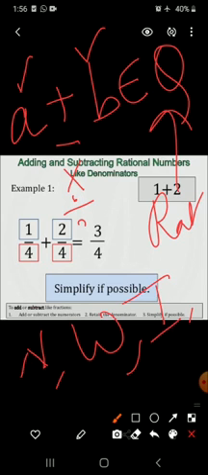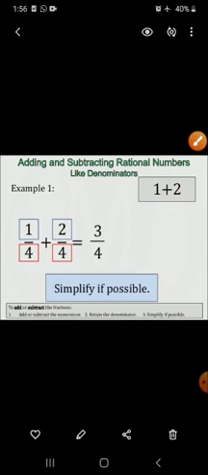Okay, so when you take any two rational numbers and you add, subtract, multiply or divide, you should get the answer as a rational number only. Only then can we say that the closure property is being satisfied under that particular operation. Now let us see the first operation, that is addition.